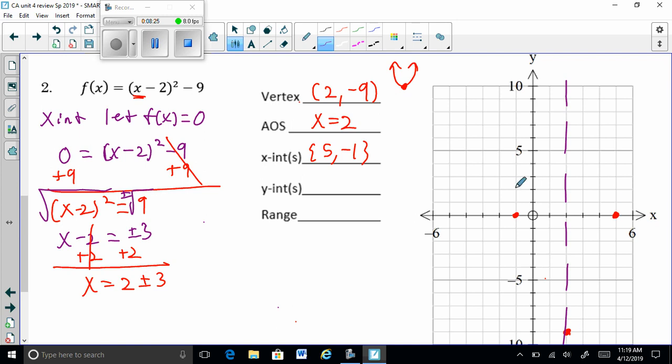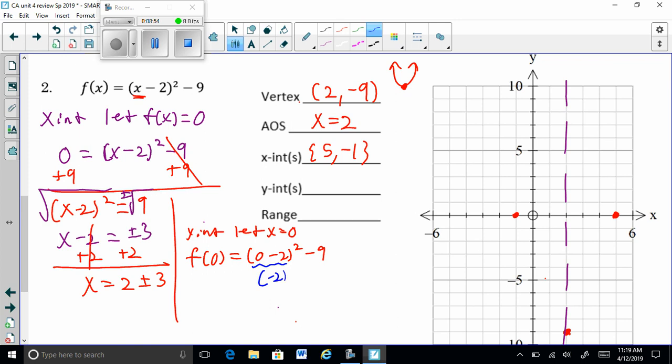I could probably make a pretty good sketch of it, but we'll go ahead and find that y-intercept to help me out a little bit more, get a little more accurate idea of what this is going to look like. So for my y-intercept, go ahead and let x equal 0. So we'll do f of 0. Okay, so let's see, that's going to be 0 minus 2 squared minus 9. And so that gives me negative 2 squared. So when I square it, it actually becomes positive 4. Take off 9, I end up with a negative 5. So when I let x equal 0, y equaled negative 5.